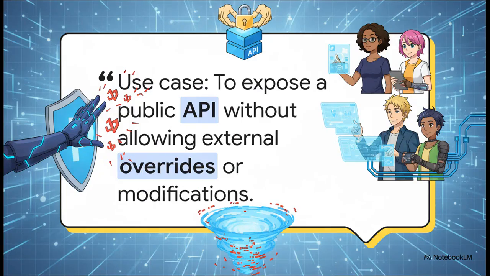So why bother with this limitation? It's all about protecting your API. It's for when you want developers to use your framework's tools, but you don't want them messing with the core behavior of your classes. Public strikes that perfect balance between letting people in and keeping things stable.